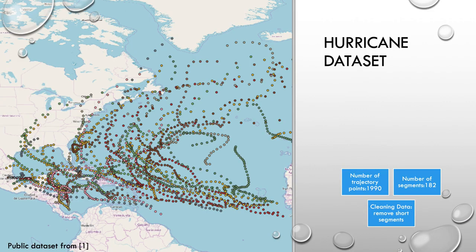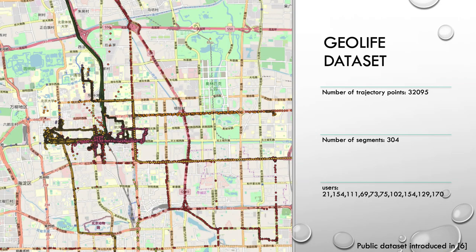This public dataset includes 1,990 trajectory points and 182 segments. The segments are created based on wind speed and the category of hurricane and introduced in GRASP-UTS research.